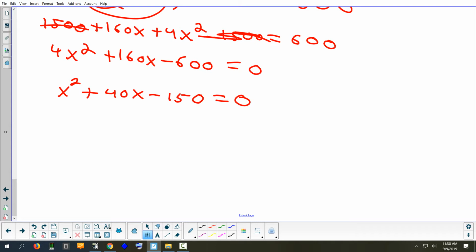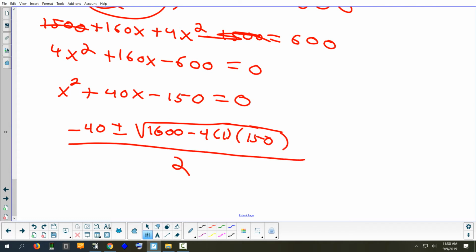Does anyone remember how that starts out? Negative b plus or minus the square root. Square root of 4ac, yeah, I heard a lot. So what comes after the square root? B squared. B squared minus 4ac, yep, over 2a. So let's see what we get.